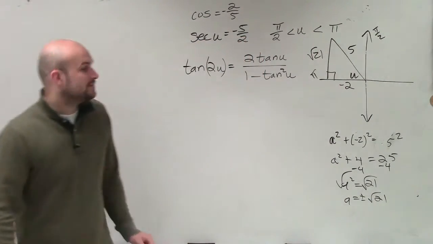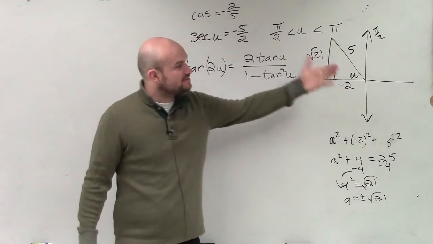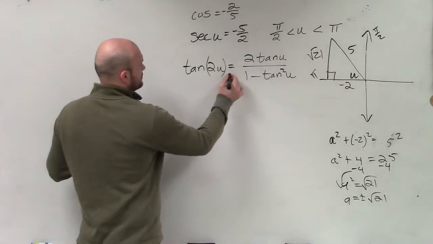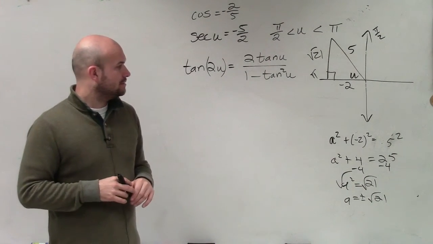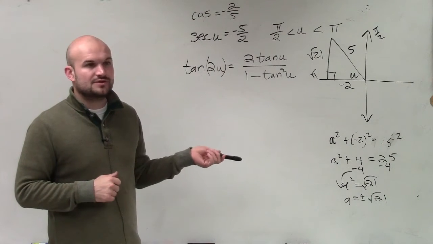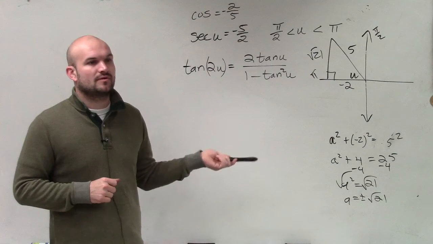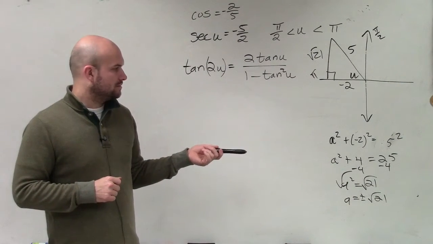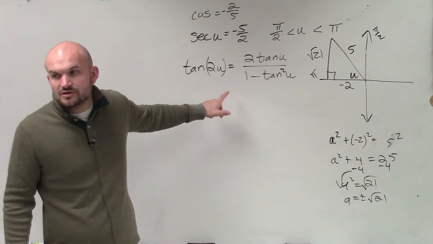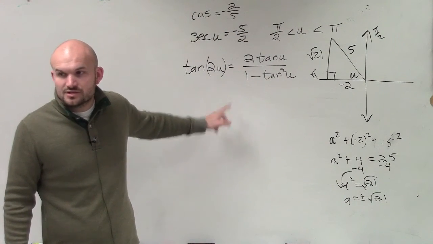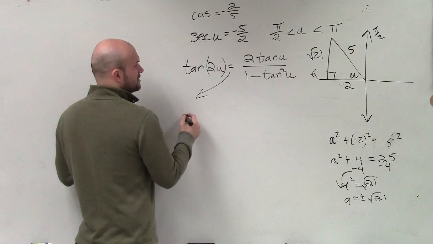So now, do we know tangent? Yes. Opposite over adjacent. So now let's go ahead and plug that in. You mean negative 2 squared? Yeah. Right, so negative 2 times negative 2 would be positive 4. No, it says find cosine of 2u, sine of 2u, and tangent of 2u. So now we just plug them in. So I'll give myself a little bit of space.